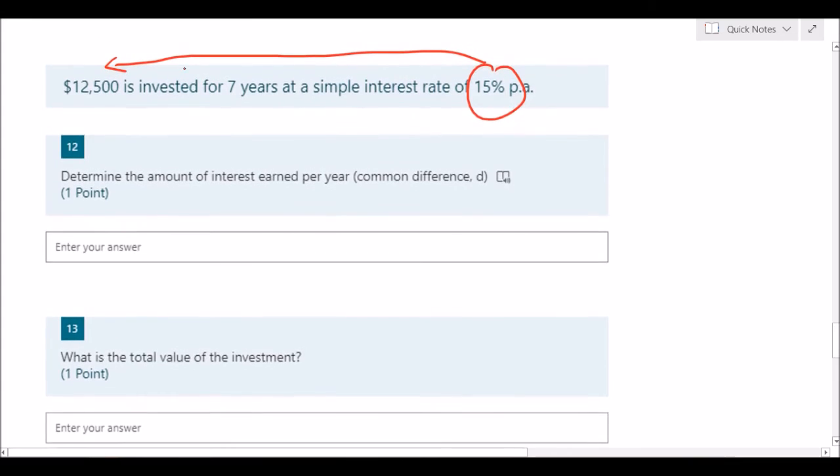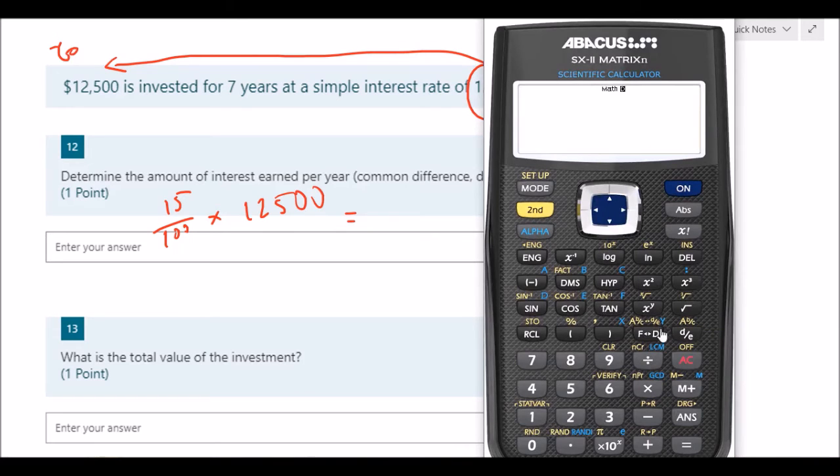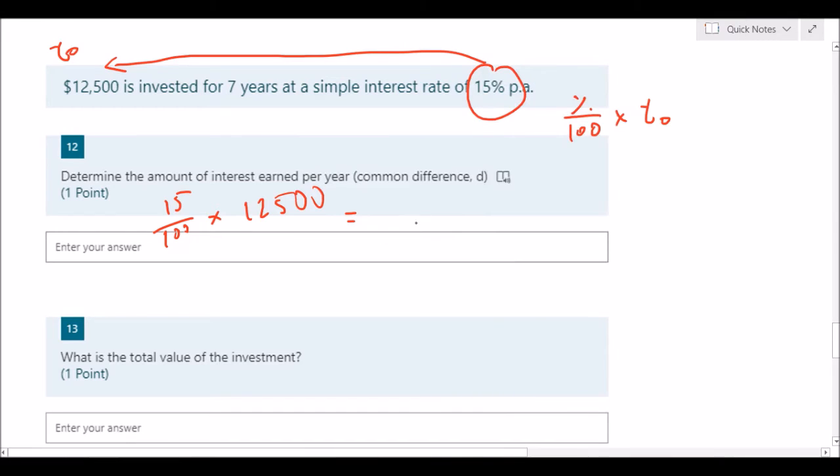So 15% of 12,500. So let's work that out. That'll be, remember, percentage over 100 times T0. This is T0, meaning the starting amount. So in this case, it's going to be 15 over 100 times T0, which is 12,500. So 15 over 100 times 12,500. So that means per year we're making 1875 in interest.